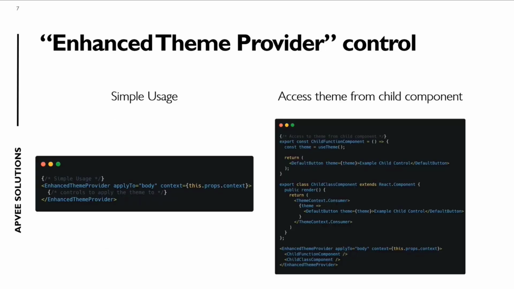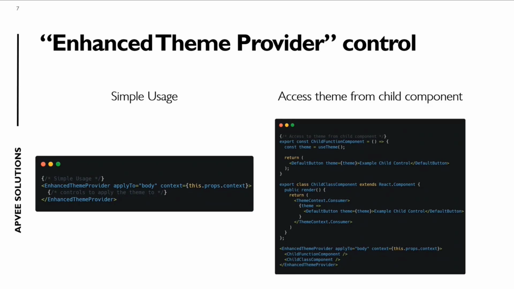How to use this control? It's very simple. You have to install the PnP React controls library. At this moment, if you want to try it, you are able to use the dev branch. And you just have to put this enhanced theme provider inside your React component and select the applyTo property, such as body or element; it depends on the usage that you want. And you have to pass the context of the web part, because it's a mandatory property. And that's all.